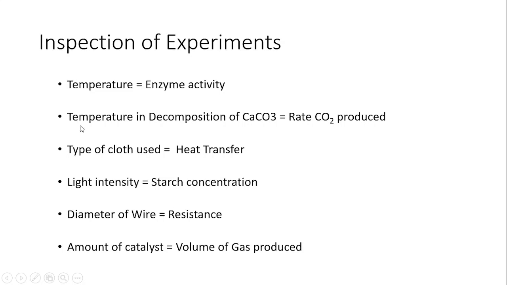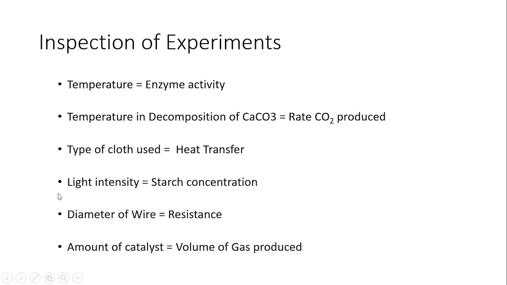Let's see the second one. This is temperature in the decomposition of calcium carbonate and the rate of carbon dioxide produced. So you would have a gas syringe or some type of volume measuring device. This would be your dependent variable, and the temperature that you're changing in the decomposition of calcium carbonate would be your independent variable. In the third experiment, let's assume that you're doing a cooling experiment for physics. The heat transfer, the Q, is your dependent variable, and the type of clothes or type of material that you're using would be your independent variable.